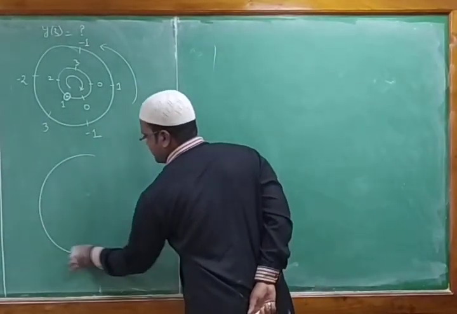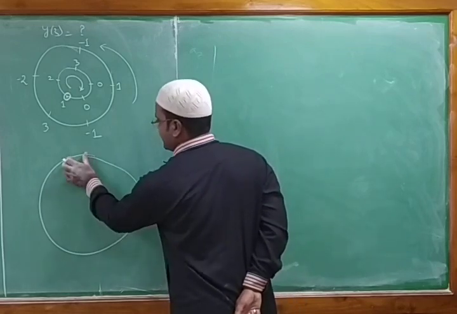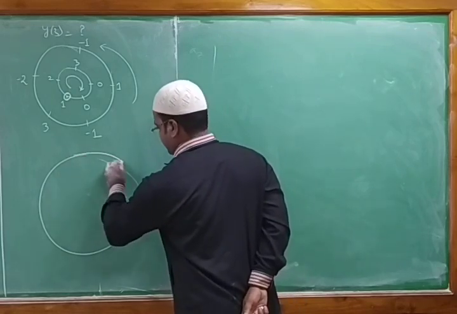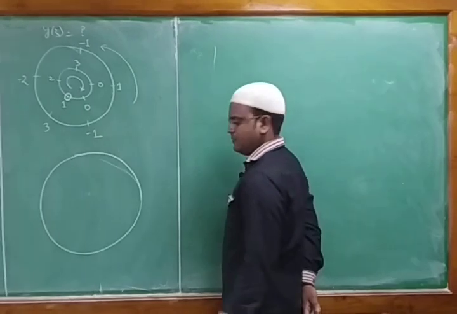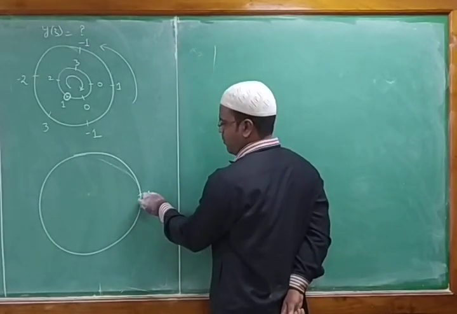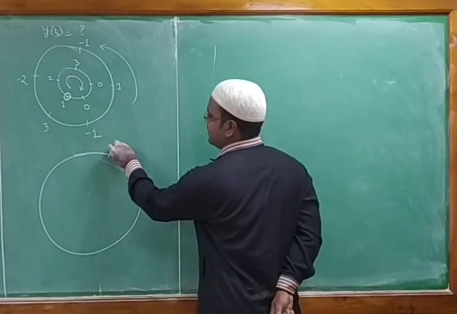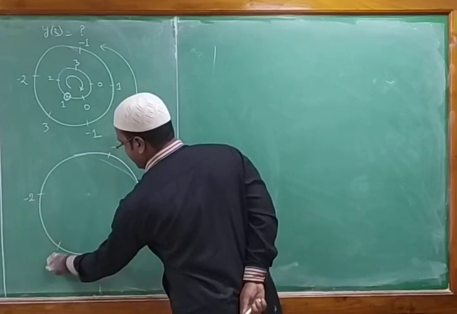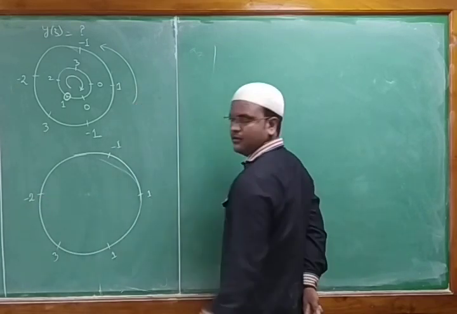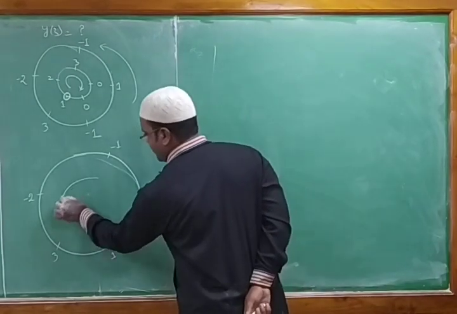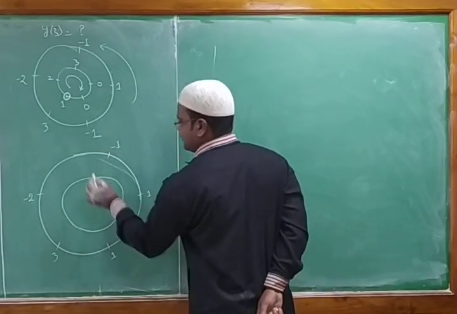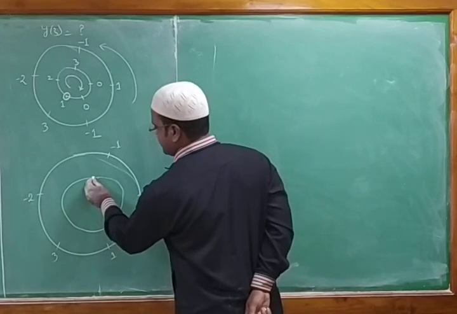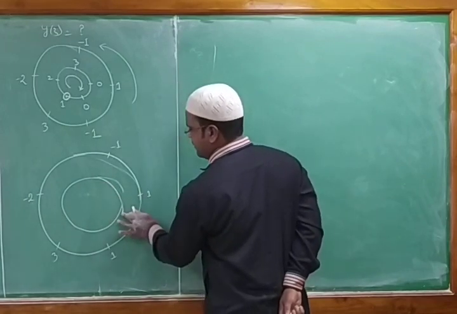We'll keep the outer circle as it is. This outer circle we are not changing, its values are the same. What are the values? 1, -1, -2, 3 and 1. That is as it is. For the inner circle, what are we doing? We are shifting, changing the position to the next consecutive value.